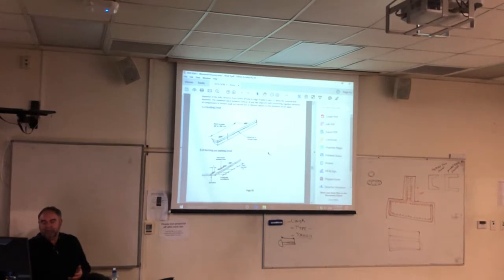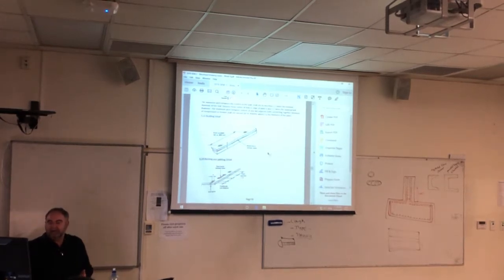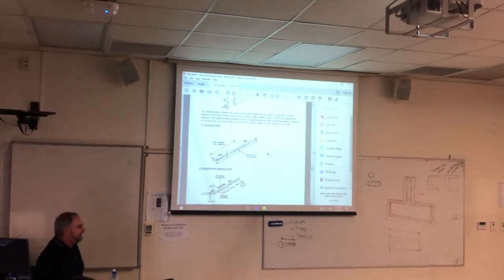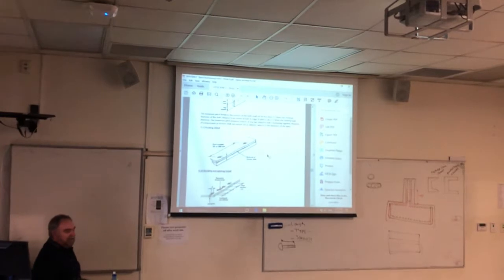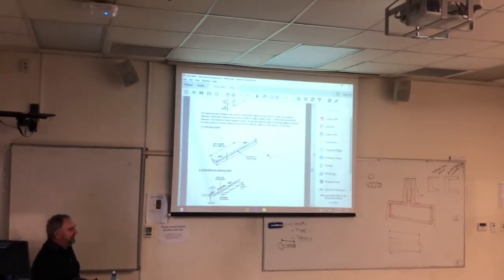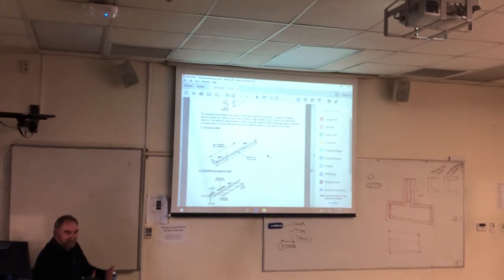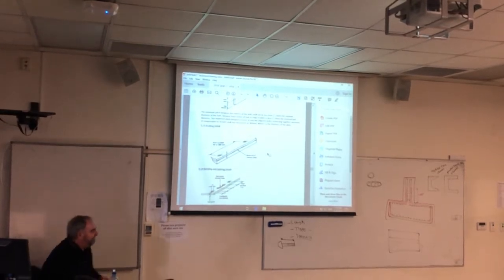Plates. Plate design is something that I'm going to test you on in the test. There are 3 questions on it, and if you get these basic principles, they're 3 easy marks. So it's well worthwhile trying to understand what I'm about to say here.